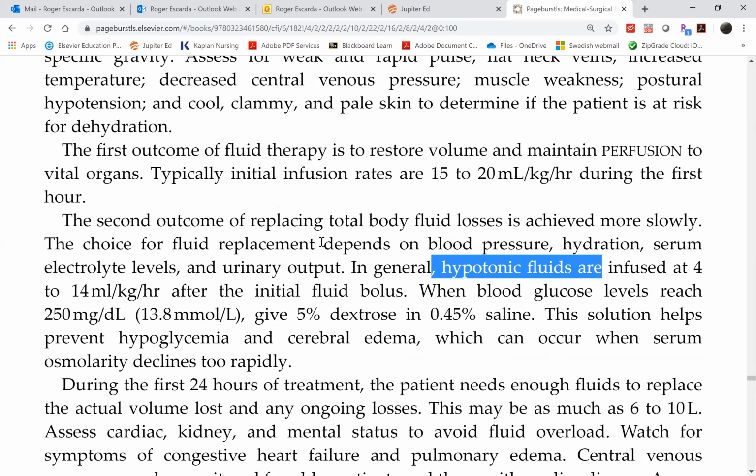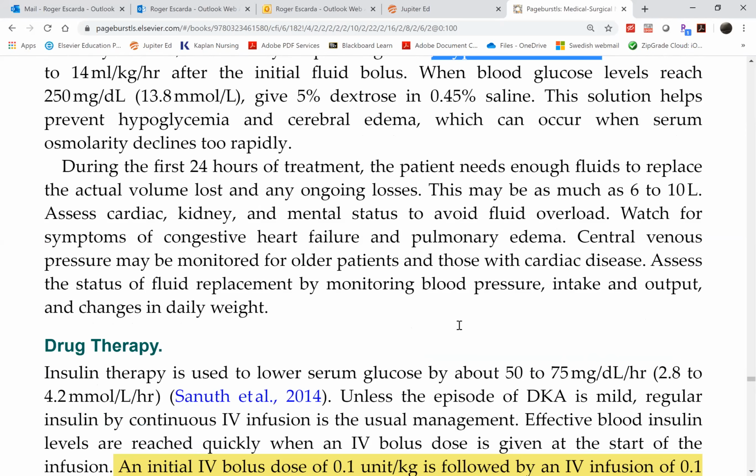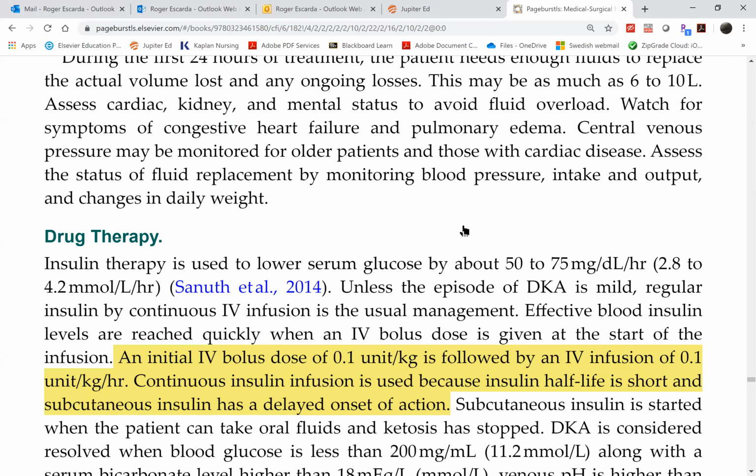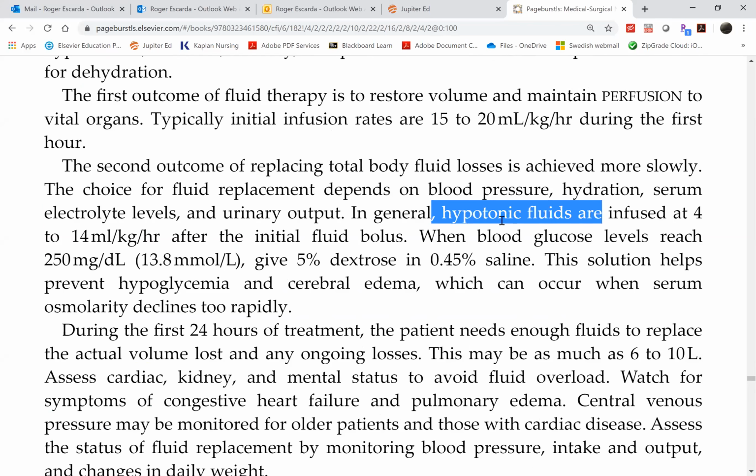So once you change the fluid, so normal saline is finished, you hang the half normal. This bag here, this number 2 bag, will now contain potassium in anticipation of what will happen here, because now you are giving the patient regular insulin intravenously, continuous infusion, so it will drop your potassium. So to prevent that, we add potassium right here.